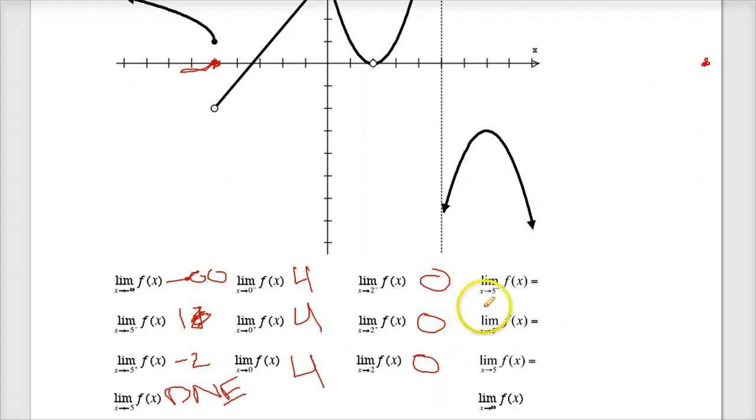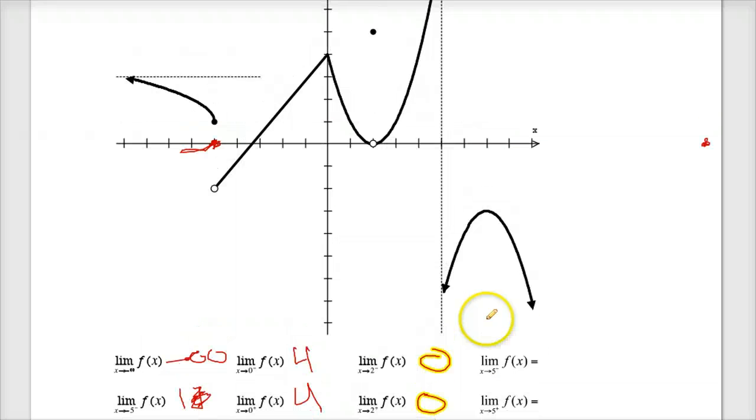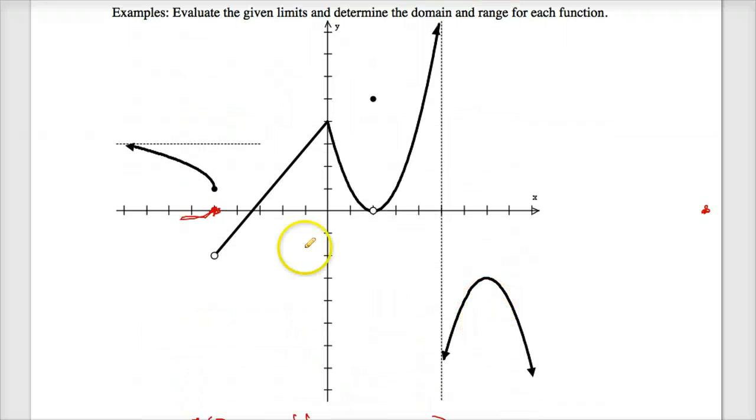Last one, 5 minus, 5 plus, and 5 in general. Here is 5 right here, where x equals 5. And you may notice there are no dots on 5, but there are arrows. From the left of 5, as I go towards x equals 5 from the left, do you see this arrow going all the way up? Yeah? So as I get closer and closer to x equals 5, this y value is getting closer and closer to positive infinity.